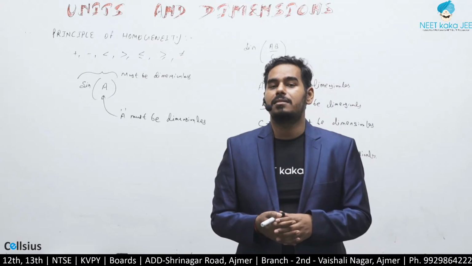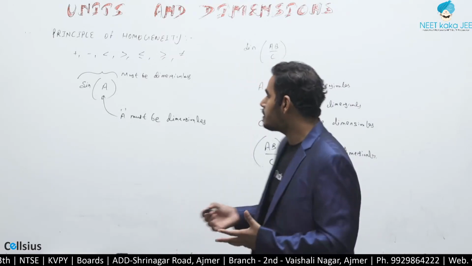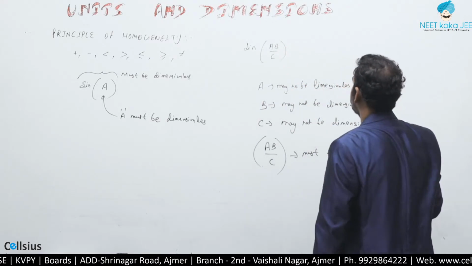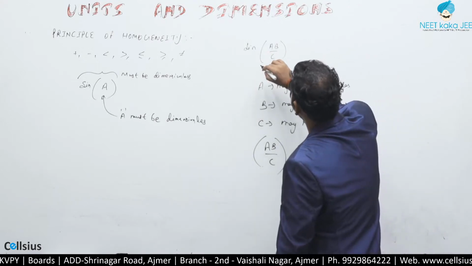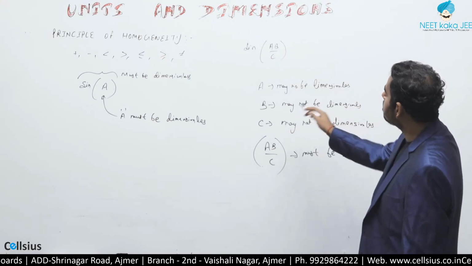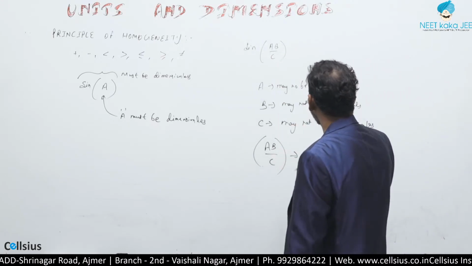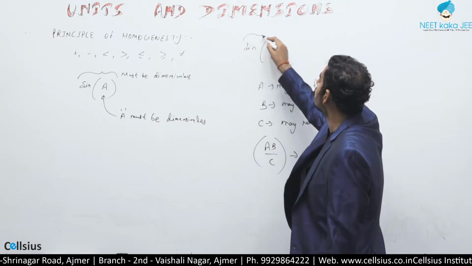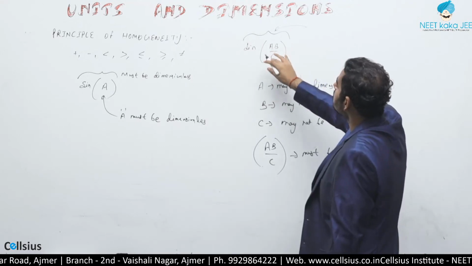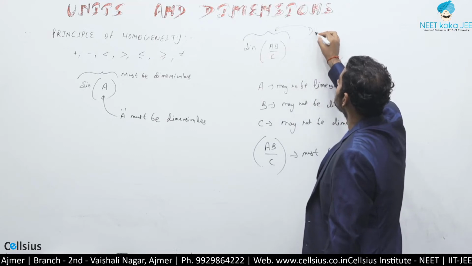Sometimes what happens is that quantities may be dimensionless, but they can contain units, okay? So you can see over here, it's written sine AB by C. Over here, A may not be dimensionless, B may not be dimensionless, C may not be dimensionless, but the combination AB by C must be dimensionless. Also, we must keep in mind over here that it is written sine AB by C, and overall this sine must be dimensionless.